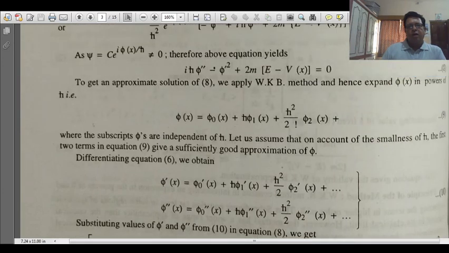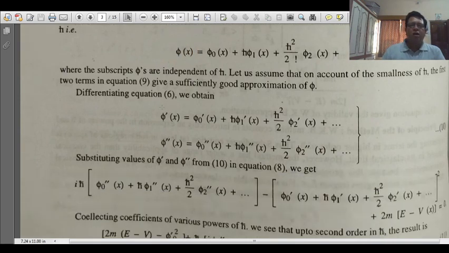Now we see that if we want to solve this equation, we need the expressions for phi double dash x and phi dash x, which can be easily calculated from here. In the next step we calculate phi dash x and phi double dash x, and we just see that only the dashes differ here, and in the next equation double dashes are there.